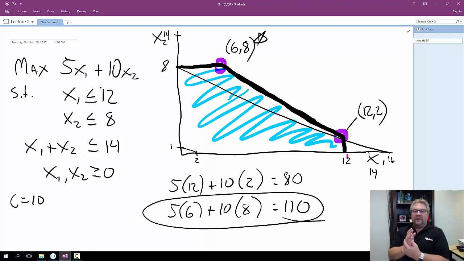Again, I want to reiterate, I don't expect you to do this graphically, but I certainly hope this makes sense, because this is what's going on inside the computer. All right? So with that said, we are done, and I will see you in video 3, where we graphically minimize our function.